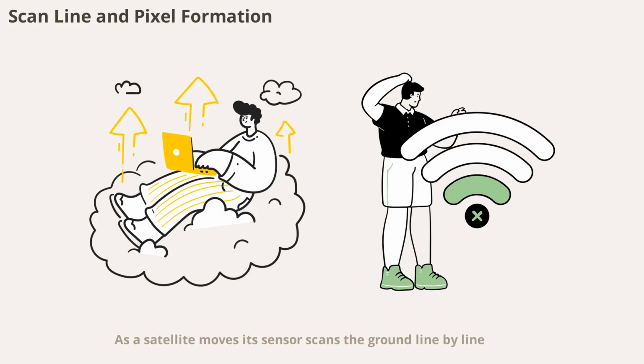As a satellite moves, its sensor scans the ground line by line, recording data pixel by pixel. These scan lines are assembled into a complete image. The size of each pixel, such as 80 by 80 meters, determines the ground resolution. Sometimes features smaller than a pixel can still influence the recorded value, making them visible as distinct patterns or lines in the image.